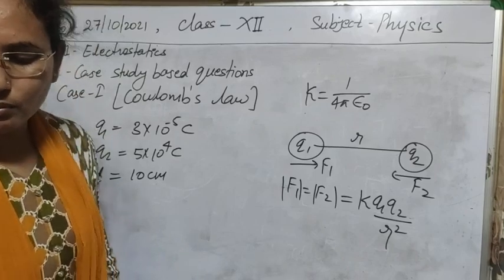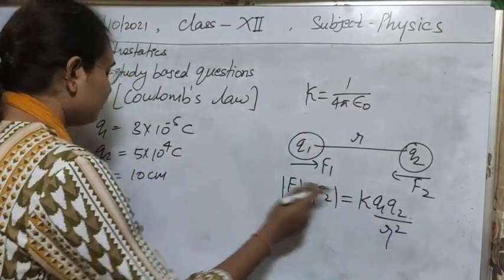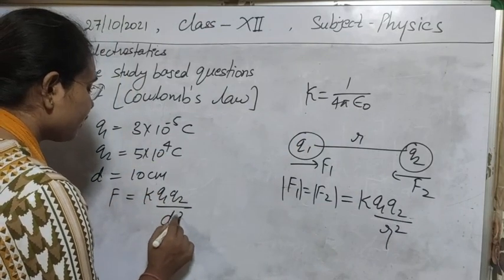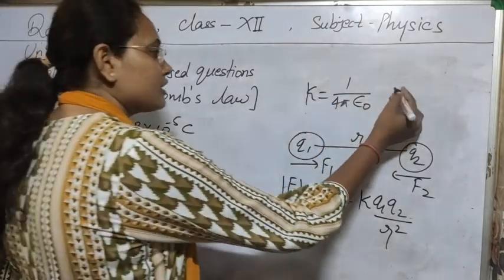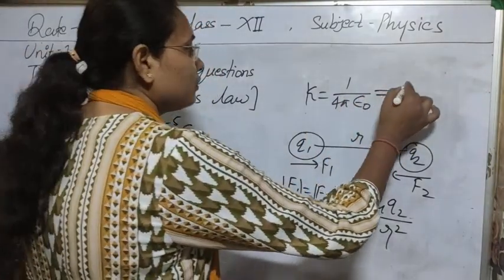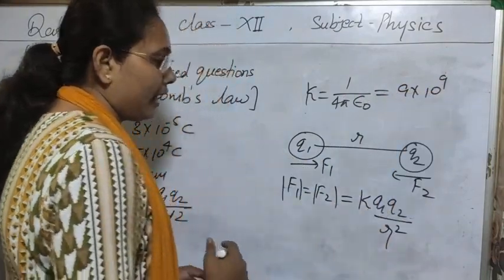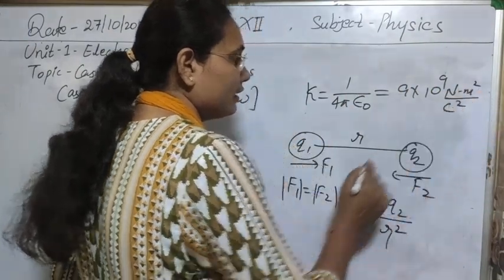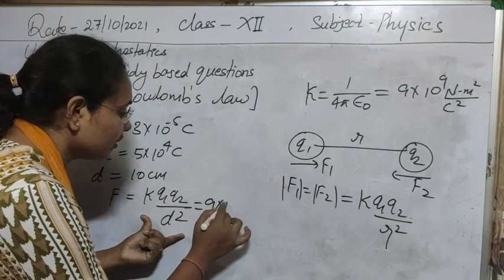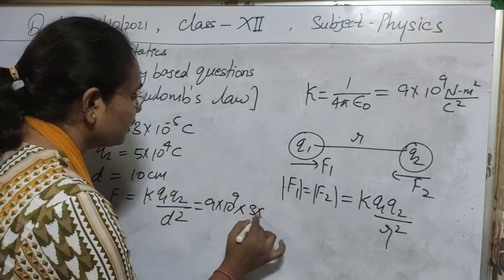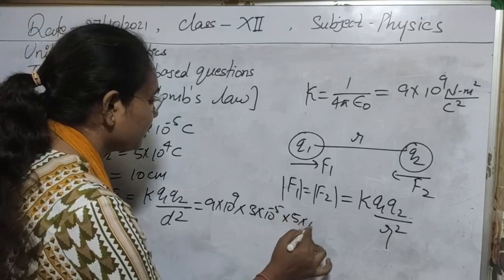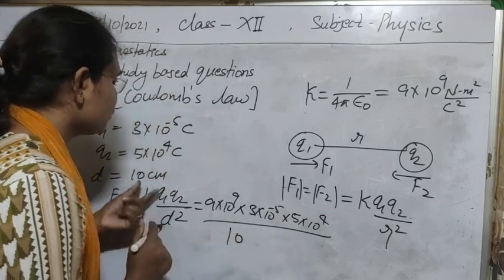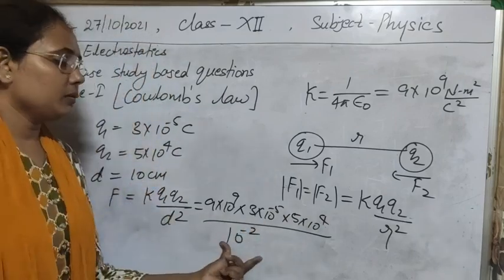So let's use the formula. According to this concept, the force acting between the two charges is equal to K Q1 Q2 upon R square. R is here equal to D. The value of K for vacuum or air is 9 into 10 to the power 9, and its unit is Newton meter square per Coulomb square. So let's write down the values: 9 into 10 to the power 9, Q1 is 3 into 10 to the power minus 5, Q2 is 5 into 10 to the power 4, divided by 10 centimeter squared. Let's convert it into meters, so that is 10 to the power minus 1 meter, and squared it will finally be 10 to the power minus 2.